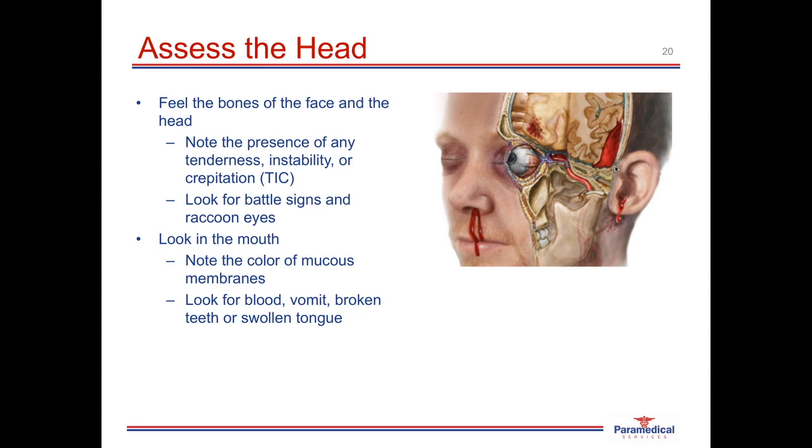Look inside the mouth. Note the color of the mucous membranes in the mouth, and look for things such as blood, vomit, broken teeth, trauma to the airway, or swelling of the tongue. And look for any bleeding from the nose or the ears. This is called rhinorrhea and otorrhea.